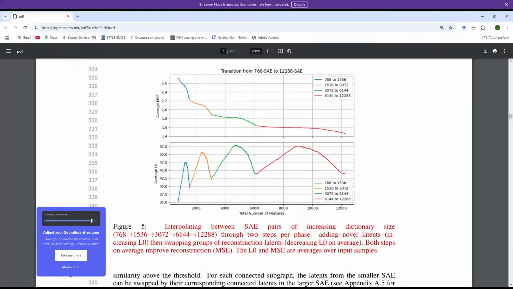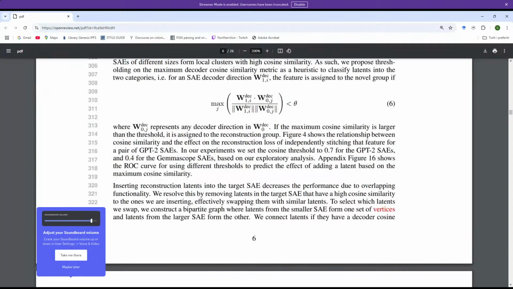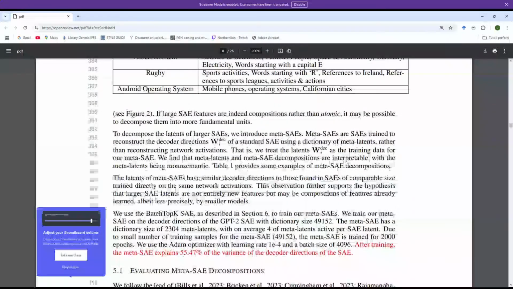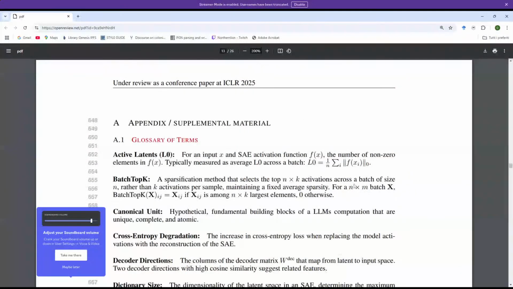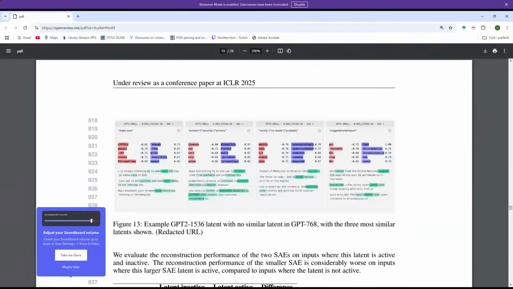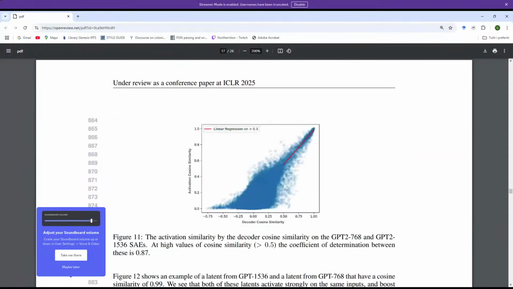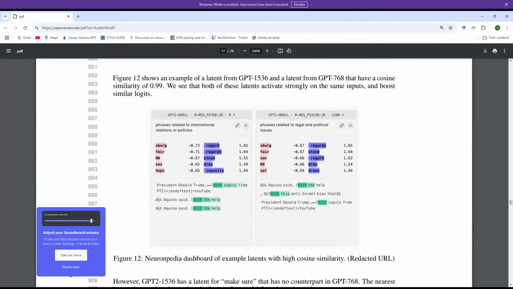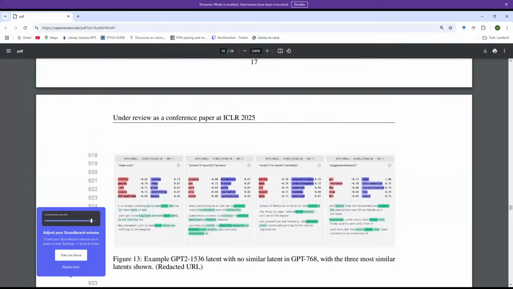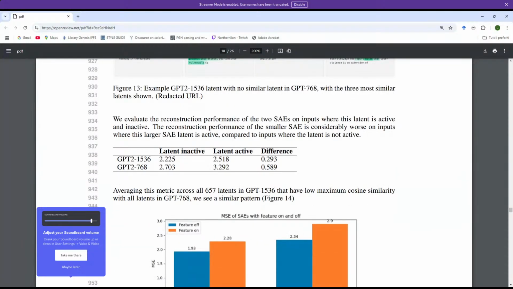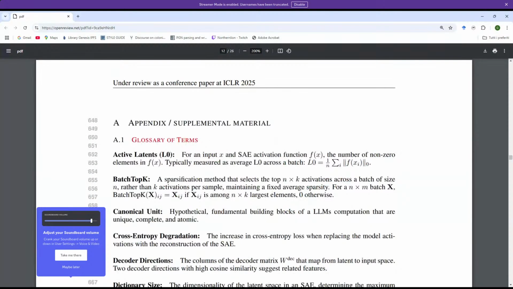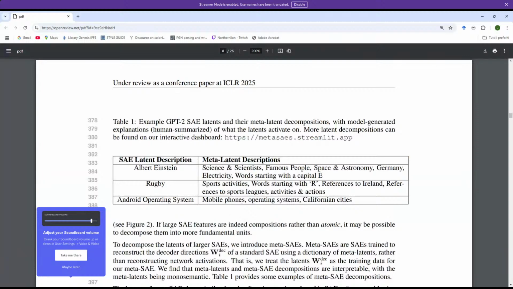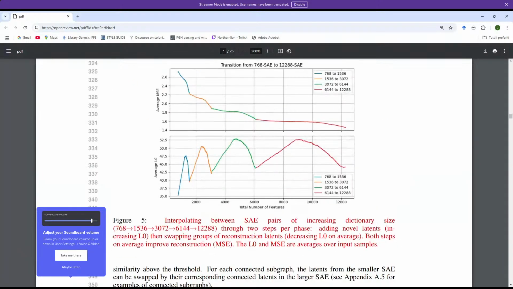And yeah, I think they don't discuss this. Maybe if someone has a better idea, but I'm pretty sure they don't talk about the fact that some latents in the small one don't appear in the big one. And do you think they just throw them away before moving to the next size in the figure? I'm not sure.